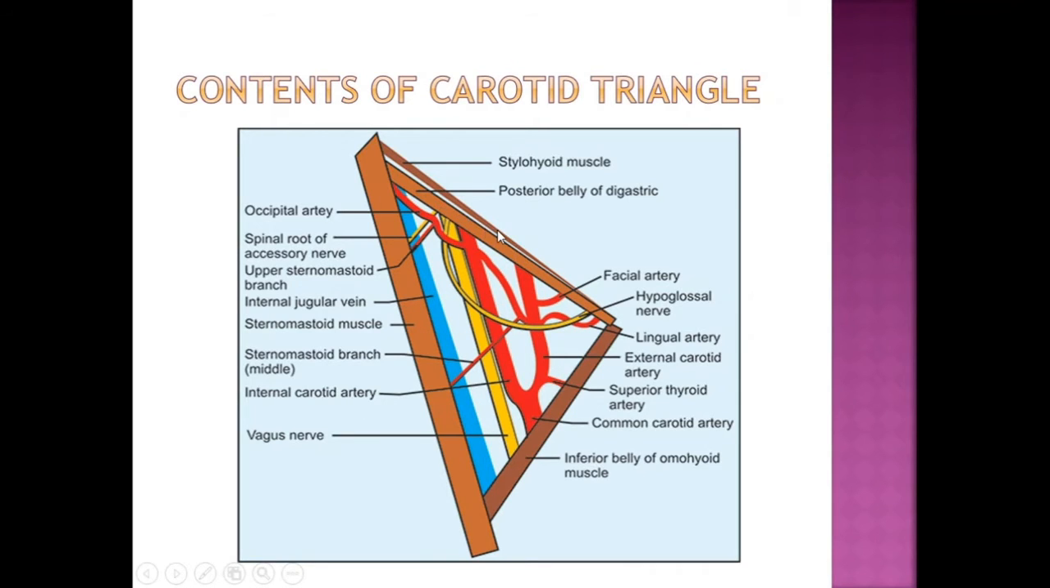Both the internal and external carotid arteries ascend side by side, can you see? They ascend deep to the posterior belly of digastric and stylohyoid muscles. Then the external carotid artery reaches the parotid gland behind the neck of the mandible and divides into terminal branches. The internal carotid artery passes deep to the parotid gland and enters the base of the skull through the lower opening of the carotid canal.